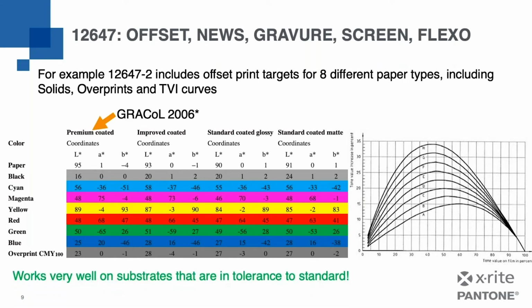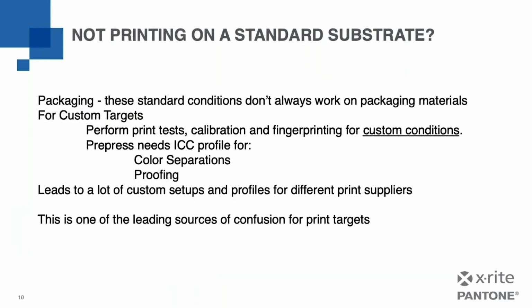All this works well if the paper is in tolerance to the selected standard. In many cases, especially packaging, these standard conditions cannot be used. So test prints are performed and then calibration and fingerprint runs are done for custom conditions. A custom press ICC profile is made for the pre-press team. This profile is used for color separations and for proof simulation on inkjet proofers.